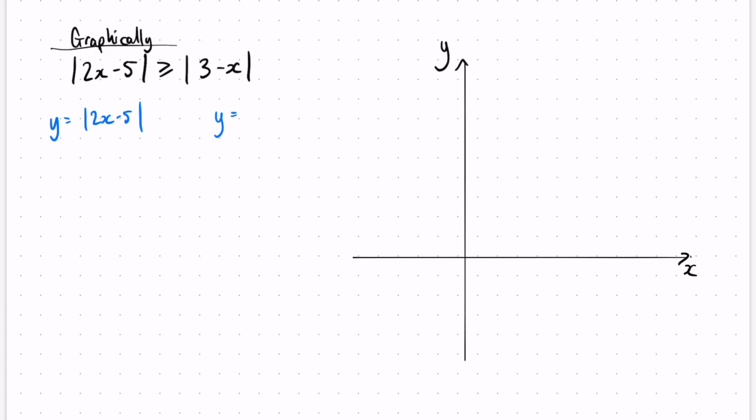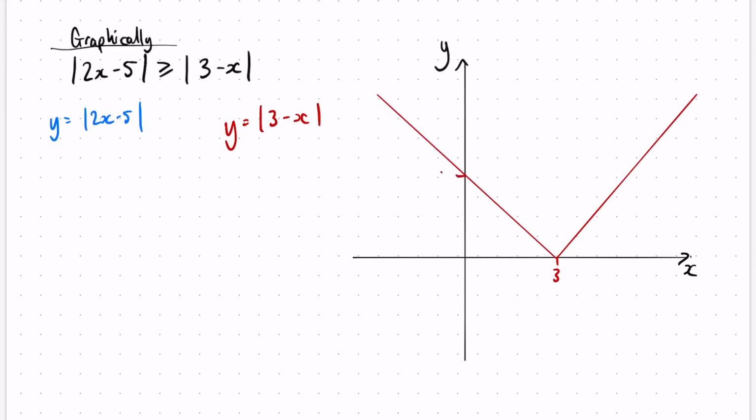Sorry, I'll do that in a different colour. Y is equal to modulus 3 minus x. I'm going to sketch these two graphs and look at where they intercept one another. So the graph y equals 3 minus x will touch the x-axis at 3. It will go something like that, where it would cross here also at 3.